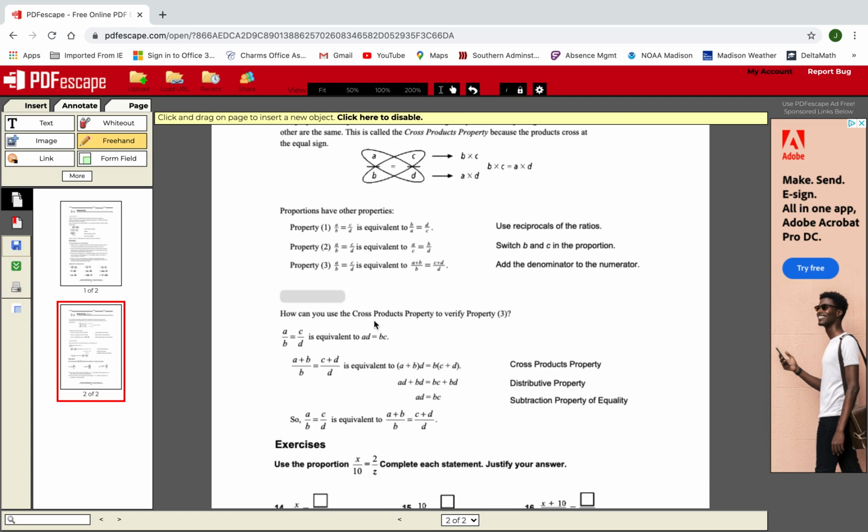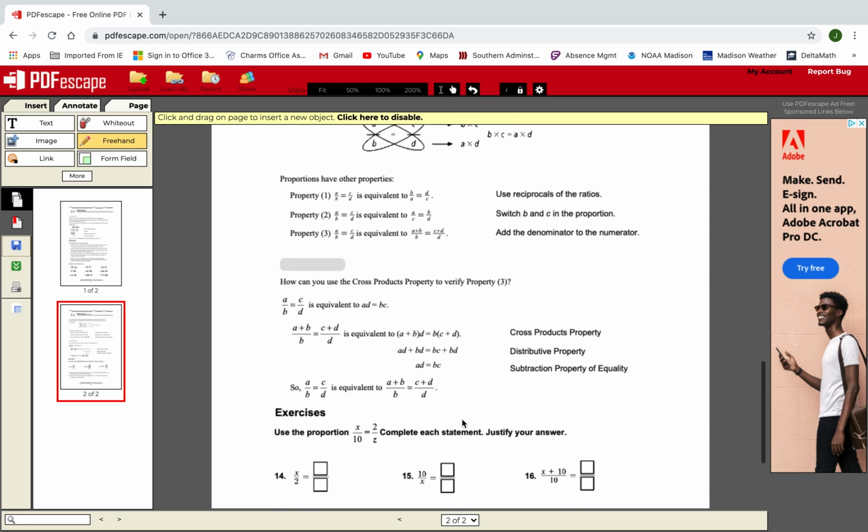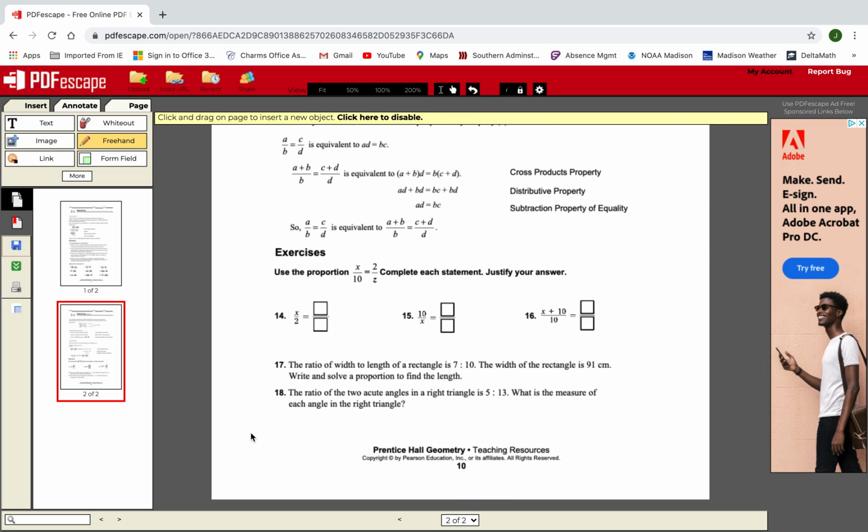So how can you use the cross products property to verify property 3? This is where you're adding the denominator to both of them. And it shows doing that is equivalent to, if you do cross products here, A plus B times D equals B times C plus D. And then if you distribute and subtract BD from both sides, then you can see that AD equals BC, which is what you would get if you did cross products initially anyway. Okay, so let's look at 14 through 18.